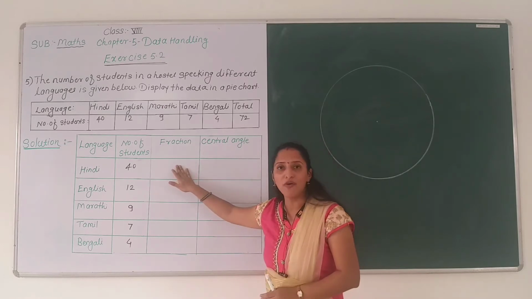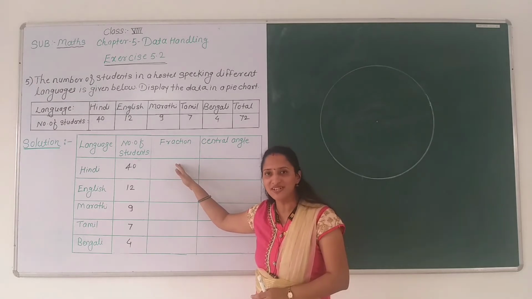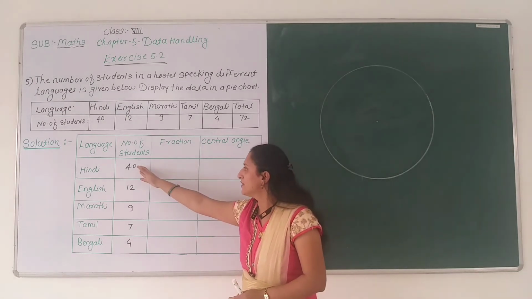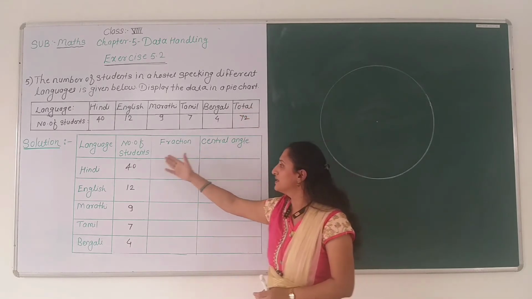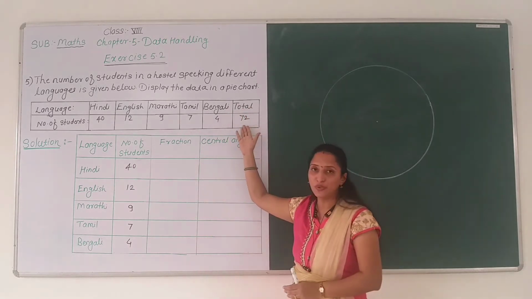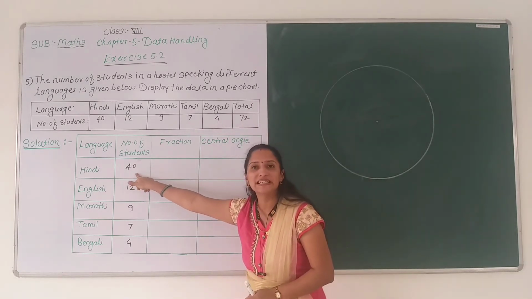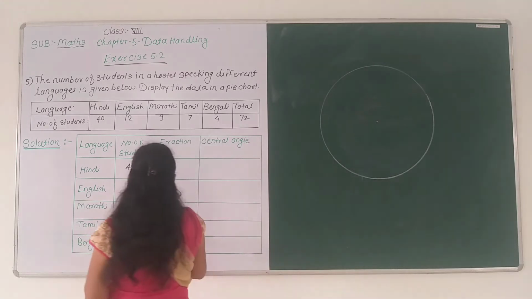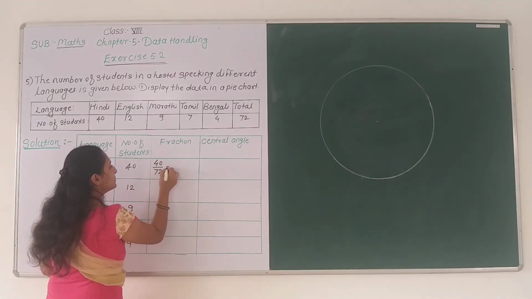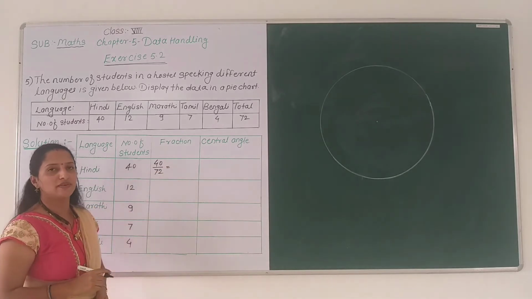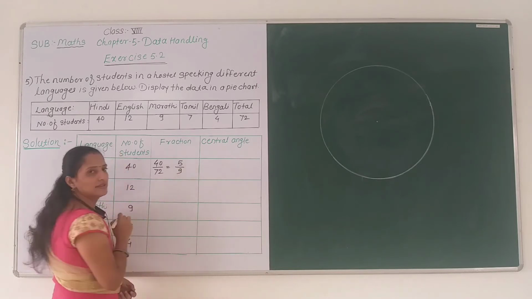Do you remember how to find the fraction? We have learned this in our live session. Yes, the number of the entry upon the total. Since out of 72 students, 40 students speak Hindi, how can we write this in the form of a fraction? 40 divided by 72. Now what is 40 divided by 72? Yes, it is 5 upon 9.